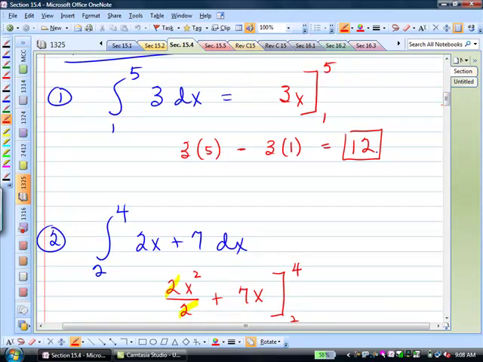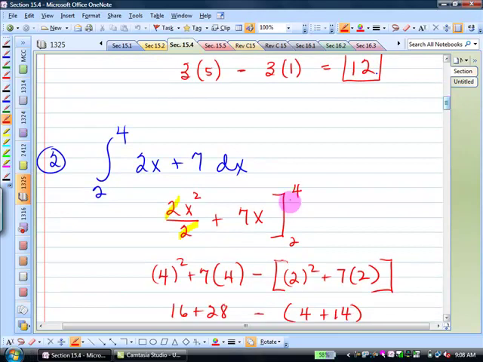These are not bad. Integral from 2 to 4 of 2x plus 7 dx. The integral of 2x is 2x squared over 2 plus 7x, and that's evaluated at 4 and 2. So I have to plug in 4 into this thing.